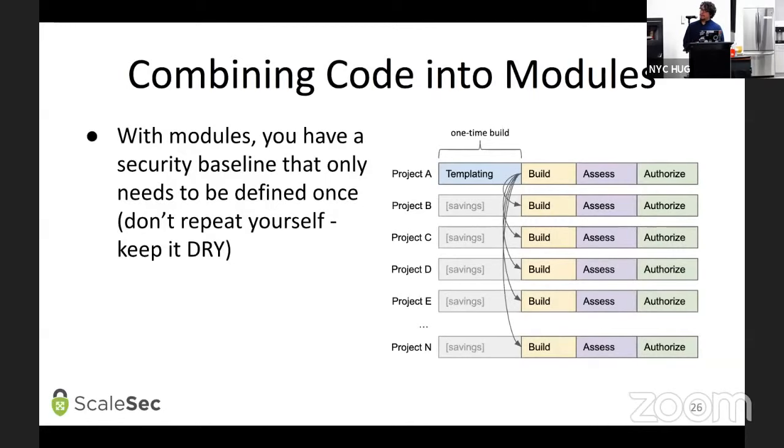And what it looks like is with modules, you basically create that template as a one-time build, and that's your security baseline for that module. It only needs to be defined once, so you don't repeat yourself. You keep your code dry. You template once, and then you build, assess, and authorize afterwards. So for each subsequent project after that one-time build, you have savings because you've encapsulated stuff in the Terraform module.